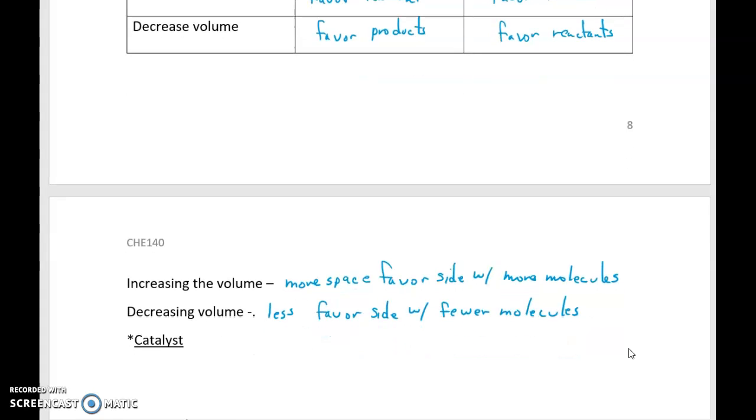One important thing we want to mention here is the catalyst does not change the energy of the reactants or the products. It only changes the path between the two. And so a catalyst will not shift equilibrium. It does not affect equilibrium. It speeds up both the forward and reverse reaction the same amount.